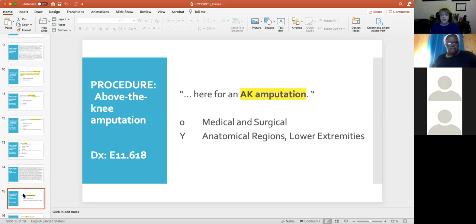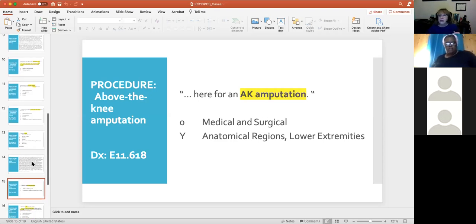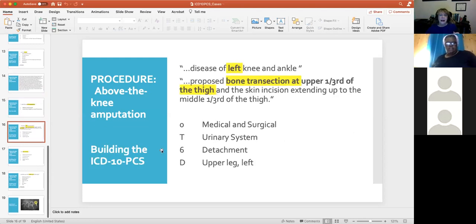Everybody good? All right, next we have the left side was identified. And we know that it's an amputation, and we have here bone transection at upper third of the thigh. So detachment is the root operation term used for amputation. And D for the specific body part in the fourth code character is upper leg left.